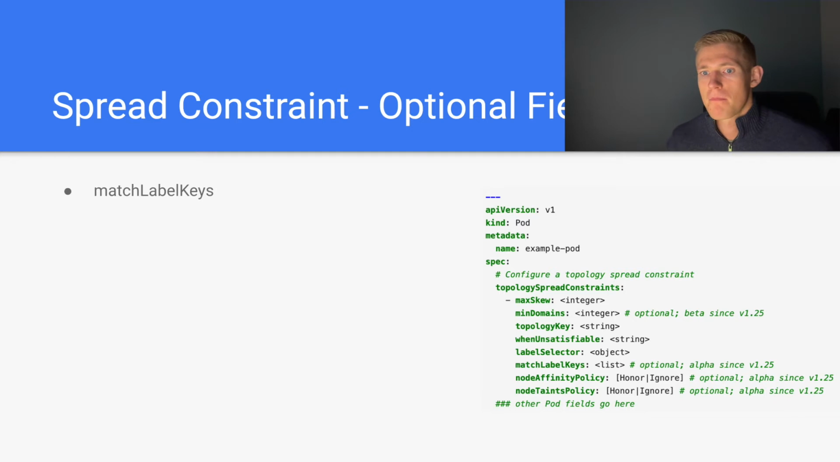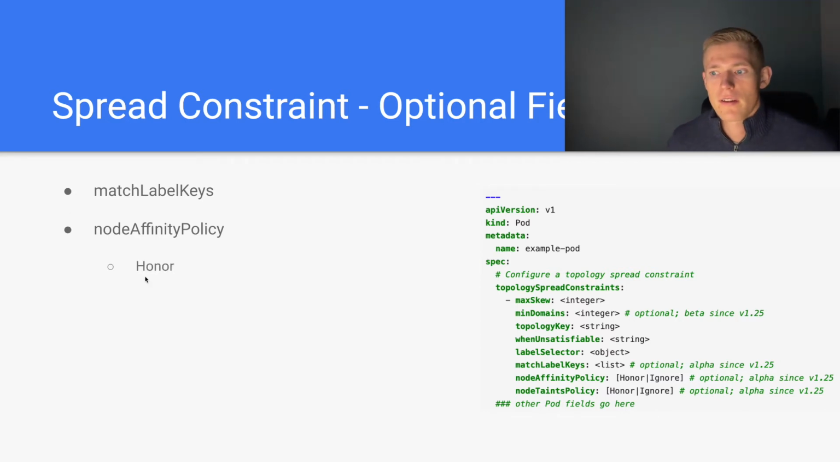Now, there are also some optional fields that we can configure as well. The first one is match label keys, this down here. So this allows us to then match additional labels in the other pods, and it is actually ANDed with the label selector if we specify the label selector as well. So it basically gives us the ability to select for additional labels, whereas the label selector is just a single label.